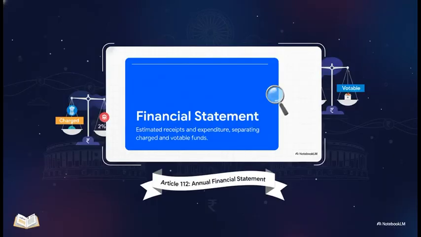Let's bust some jargon right out of the gate. If you actually search the Indian Constitution for the word budget, you won't find it. No way. The true constitutional starting point is Article 112, which mandates what's called the annual financial statement. And this statement is absolutely crucial because it strictly separates charged expenditures, those are the non-votable things like the president's salary or interest on the national debt, from proposed expenditures that actually require Parliament's approval through a vote.